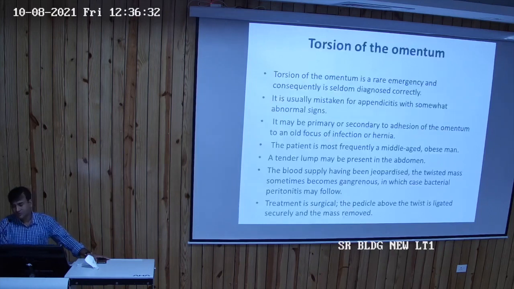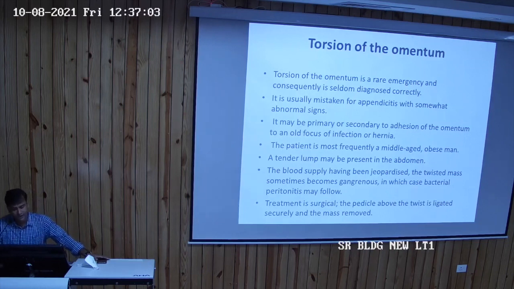The common entity which involves omentum is torsion of omentum. Torsion of omentum is a very rare emergency, and consequently is seldom diagnosed correctly. It usually presents as pain, abdominal guarding and rigidity, and may be mistaken for appendicitis. It can be primary or secondary to adhesions of omentum to an old focus of infection or hernia. Patients are usually middle-aged, obese men.